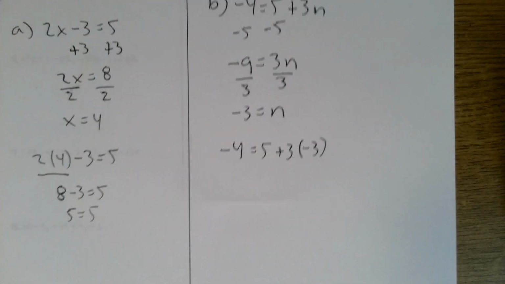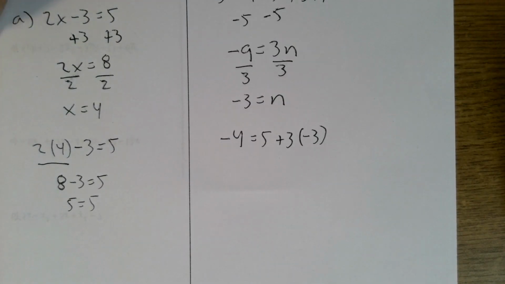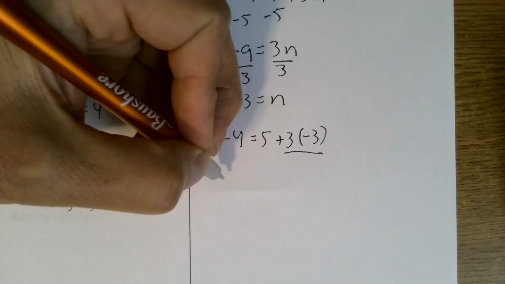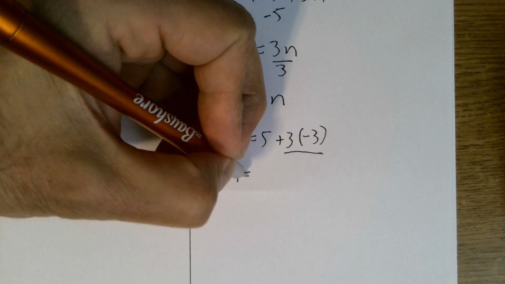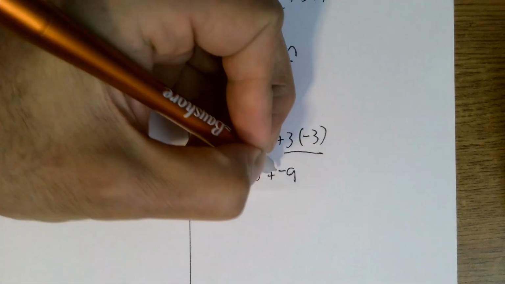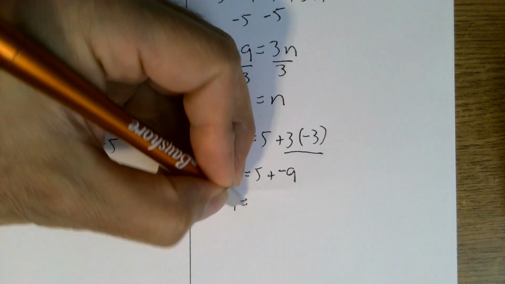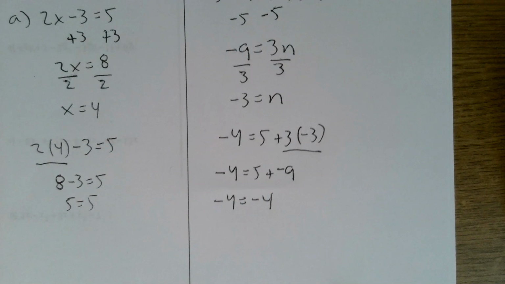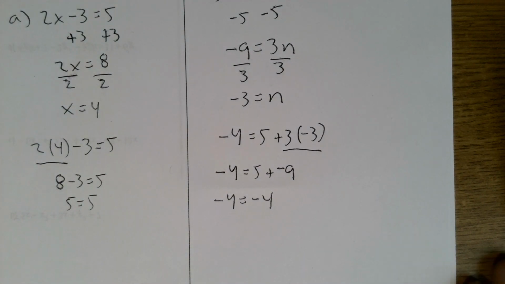And again, during my check, I want to use normal BEDMAS. 3 times negative 3 is negative 9, so I've got negative 4 equals 5 plus negative 9. And 5 plus negative 9 is negative 4. Negative 4 equals negative 4 is a true statement. So when n equals negative 3, our equation is true, which means n equals negative 3 is a solution to our equation.